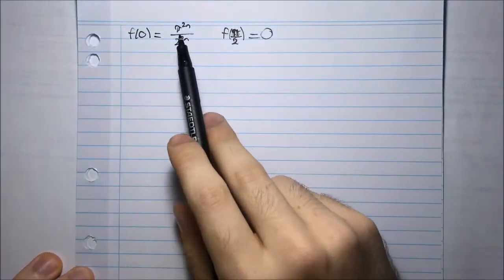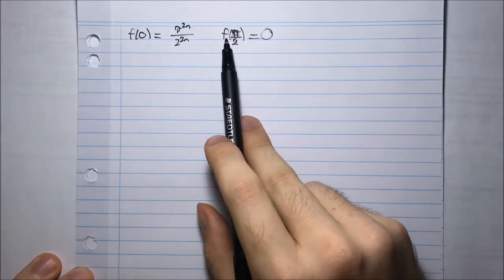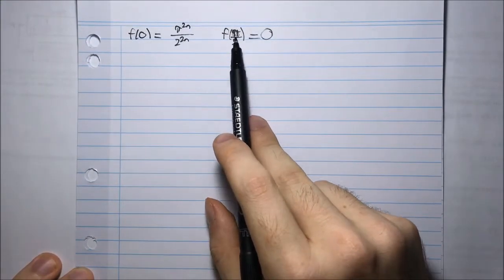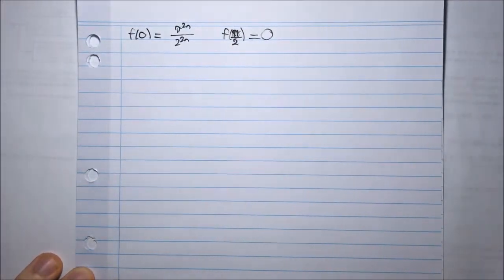So I have f of 0 equals pi to the power 2n over 2 to the power 2n. And I have f of pi on 2 equals 0. So I want a rough graph. It doesn't have to be too accurate, just a rough graph, because I don't really care what the shape of it is.